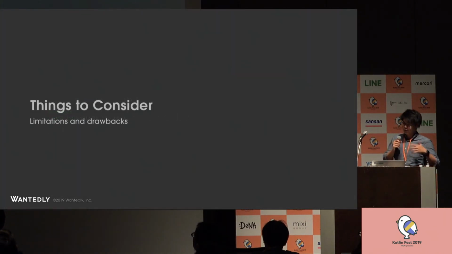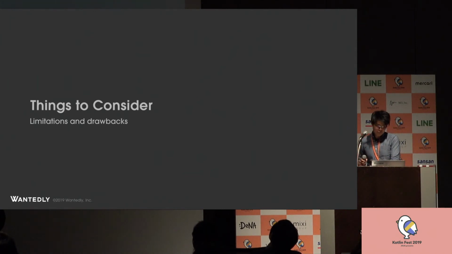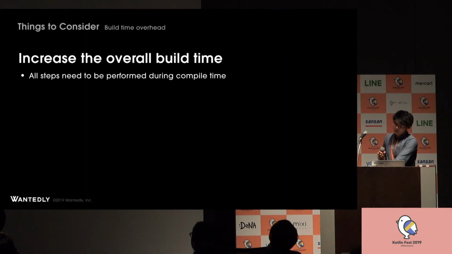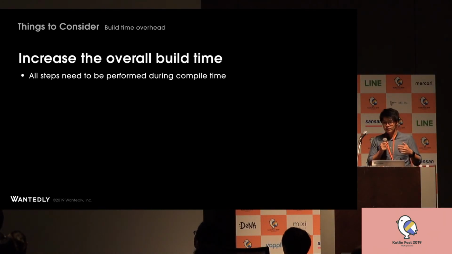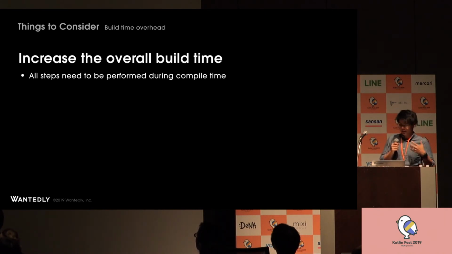So now we have seen what code generation with annotation and KotlinPoet can do for us. However, we have to think about some of the limitations before building our next code generator. First, we need to be careful because code generators can increase the build time of our application. Since all steps need to be performed during compile time, adding too many processors can introduce additional overhead to the compilation time.